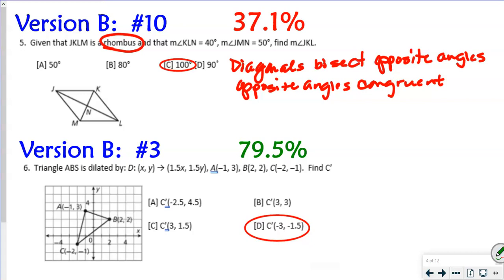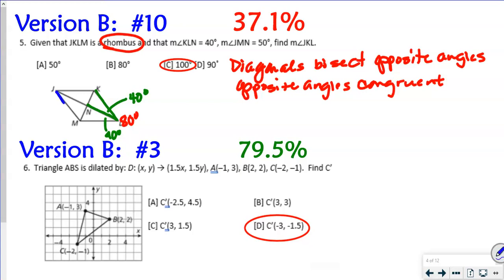So we have that KLN, that's that angle right there, this angle, is 40, which means the angle beside it down here, MLN, this angle right here is also 40. So what is all of angle L? That whole angle right there would be 80, wouldn't it? Because 40 plus 40 is 80. Okay, let's go on with the other piece of information that we're given.